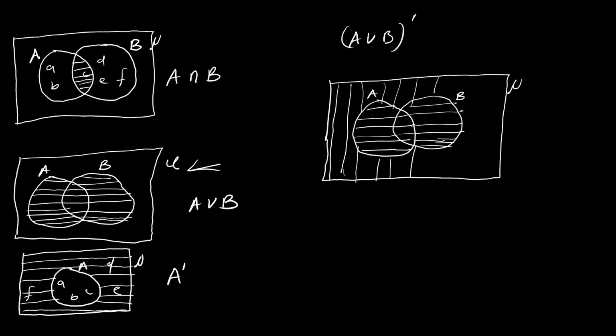So the vertical line represents A union B complement. All elements that fall outside of the two circles are the complement of set A union B. So if you have some elements here, A, B, C, D, outside the circle are the elements that represent A union B complement. Let's clean it off to show it better.